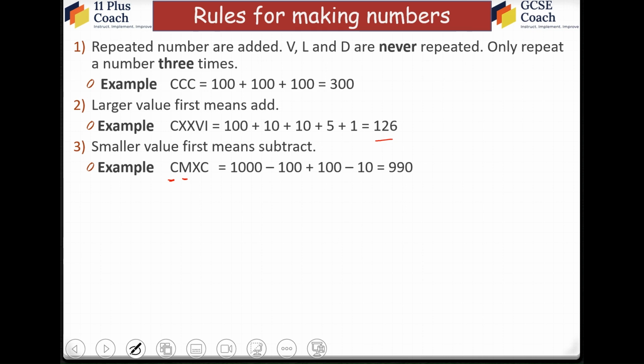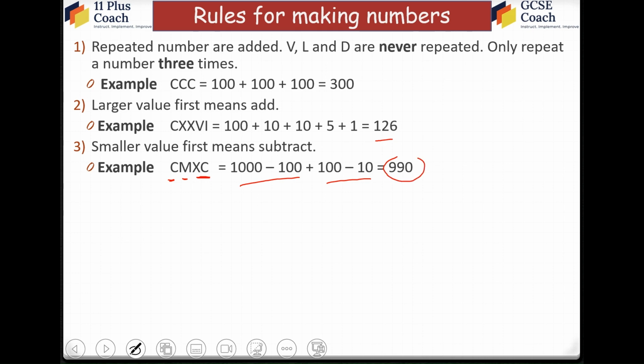And then you have X and C next to each other as well. X is 10 and C is 100. So that means 10 from 100. So that's 100 from 1000 makes 900, and 10 from 100, in other words 100 minus 10, is 90. So altogether, when you add them all together, the final answer will be 990.